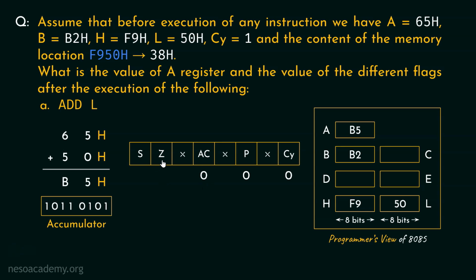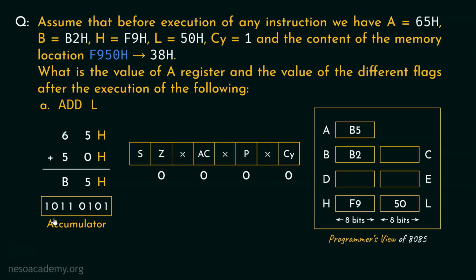Let's talk about the Z flag now. The Z flag is supposed to be set if within the accumulator we have got all zeros. Is that the case here? No, right? So the Z flag will be reset. Now what about the S flag or sign flag? The sign flag is set if in the accumulator the most significant bit is 1. Here it is 1 as well.